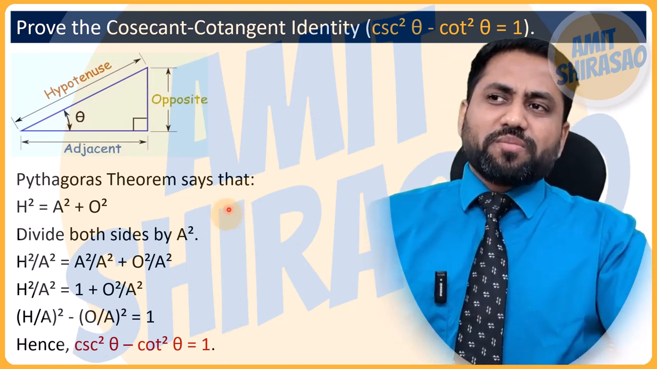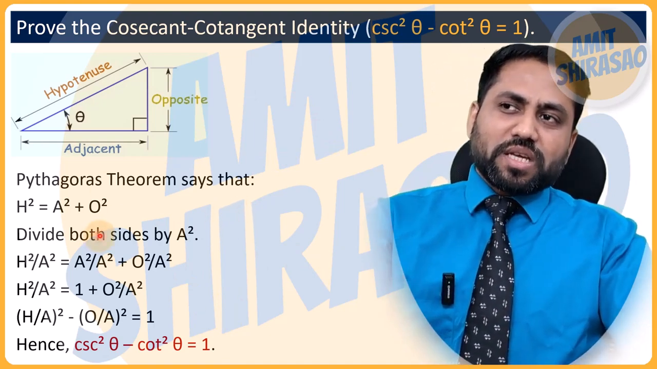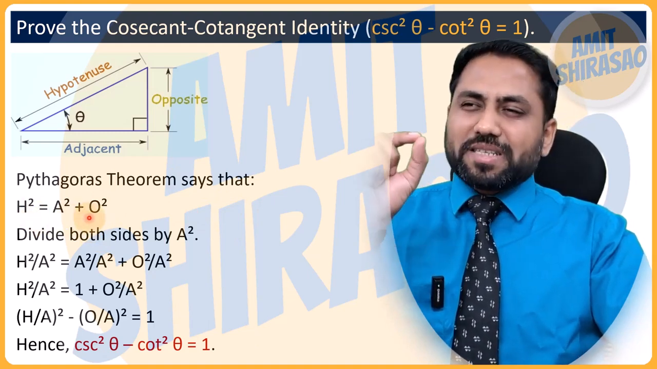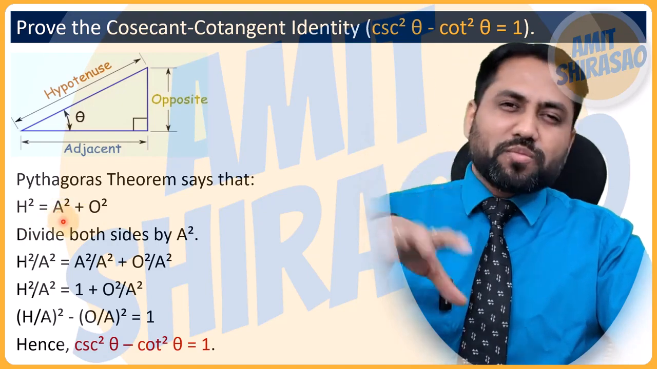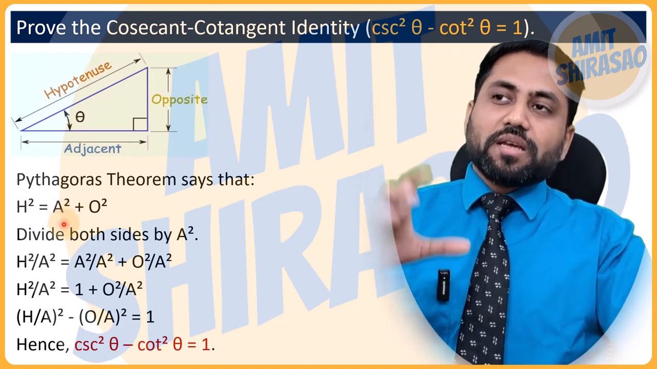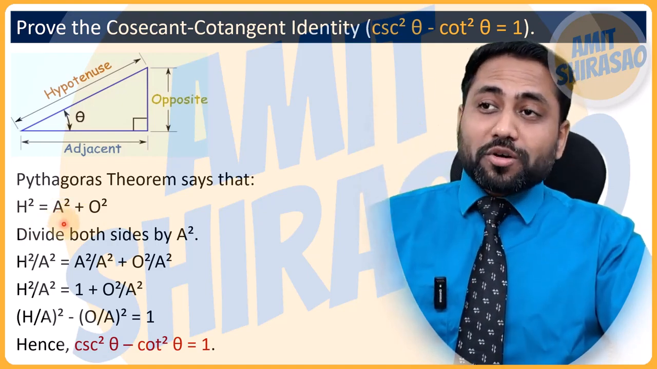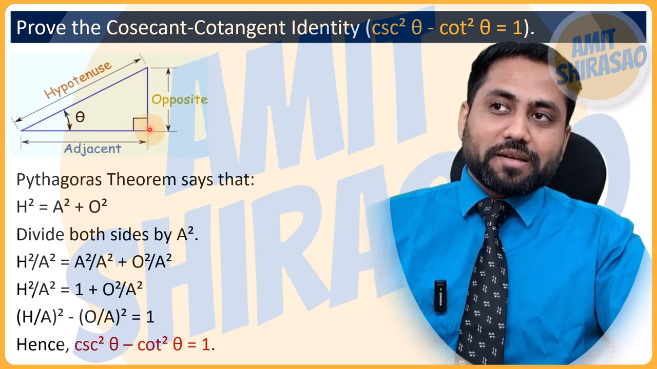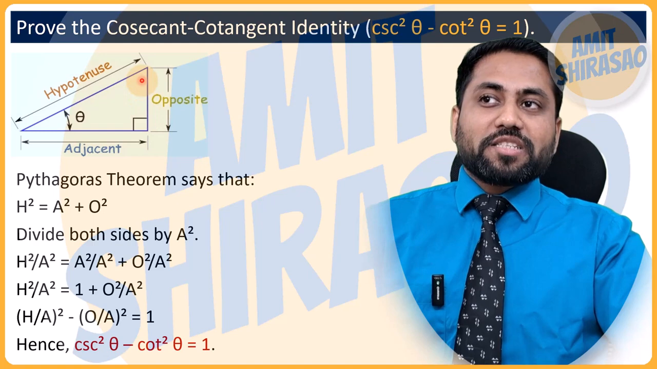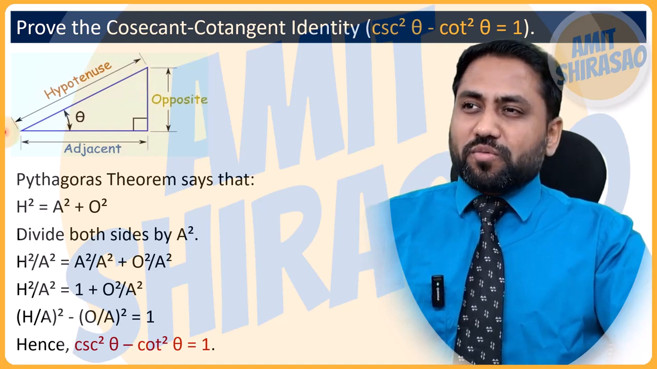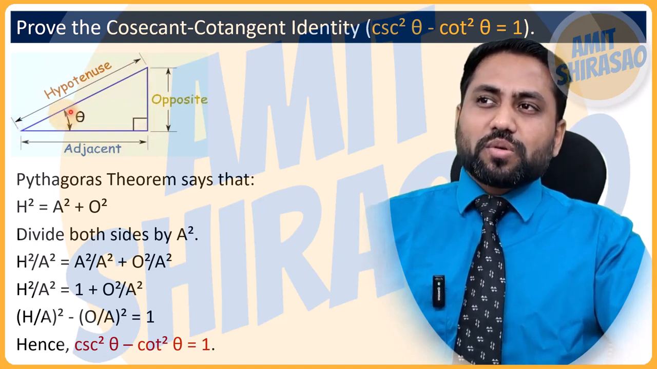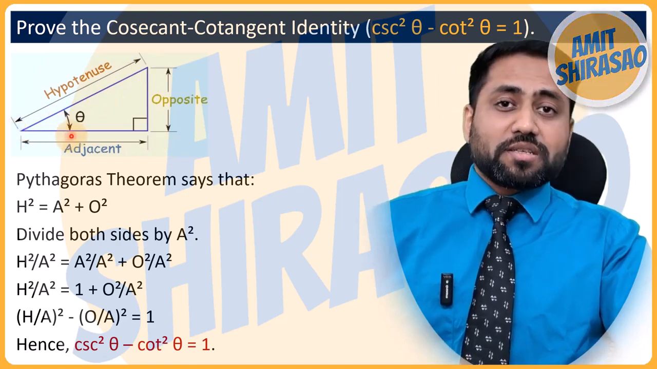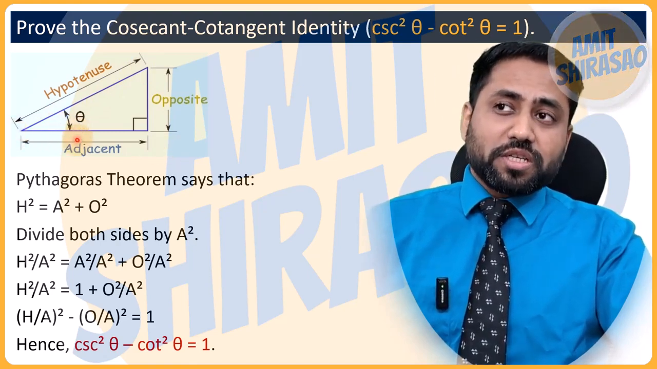See, the main problem in proving it like this is that when I tell you that h square is equal to a square plus o square, you understand. H means hypotenuse, a means adjacent, o means opposite. You get it, right? But in the schools, you are not taught like that. This triangle will be an ABC triangle, and then you'll say let angle BAC be equal to theta.